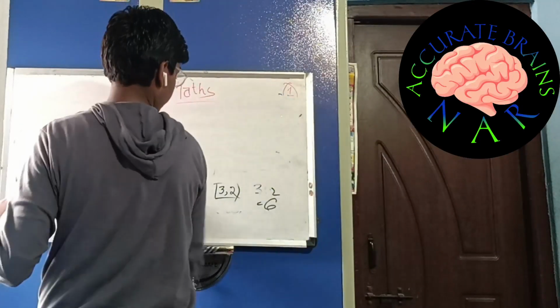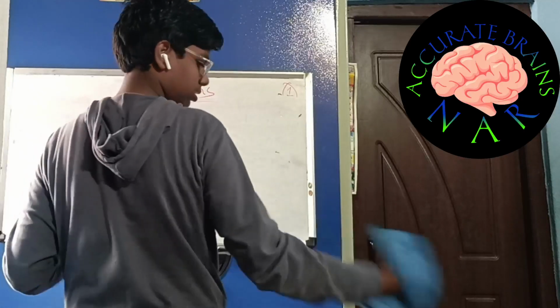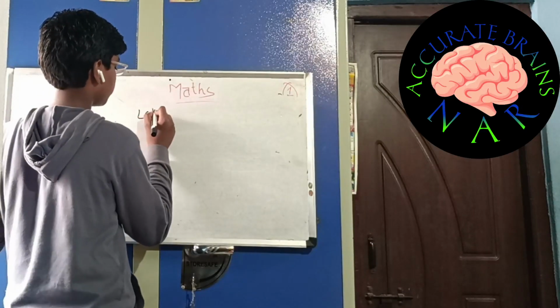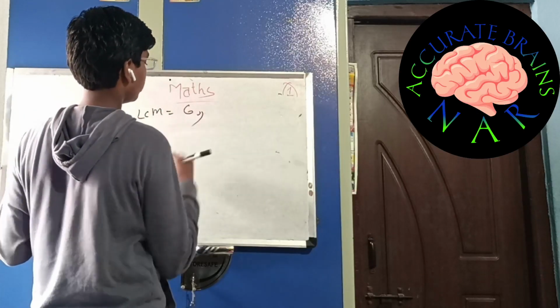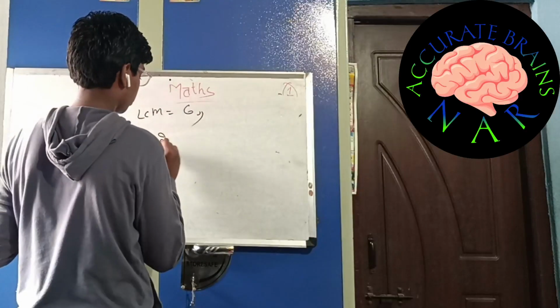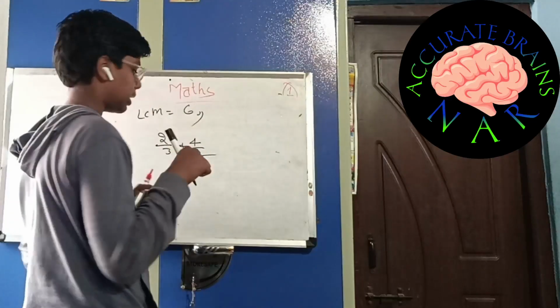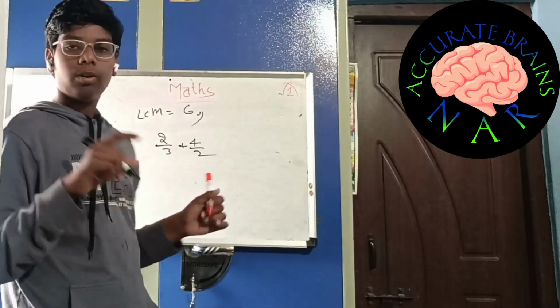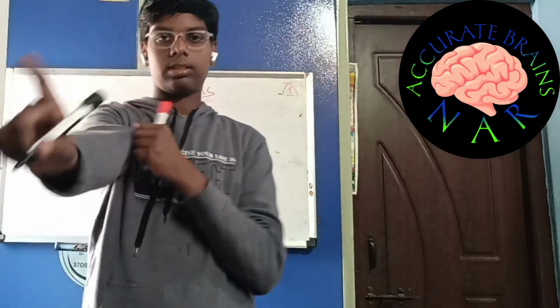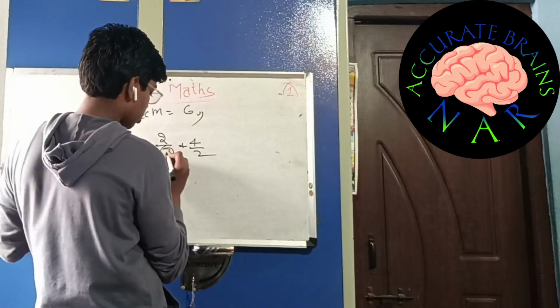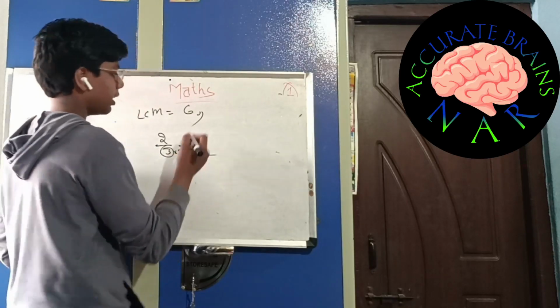Some of the accurate brains also understand this topic easily. So here what we got, LCM is equal to 6, right? So here what are the fractions? 2 by 3 plus 4 by 2. So here we have to multiply. So what is this 6 in the 3 table, right? So 3 into 2 we get 6.